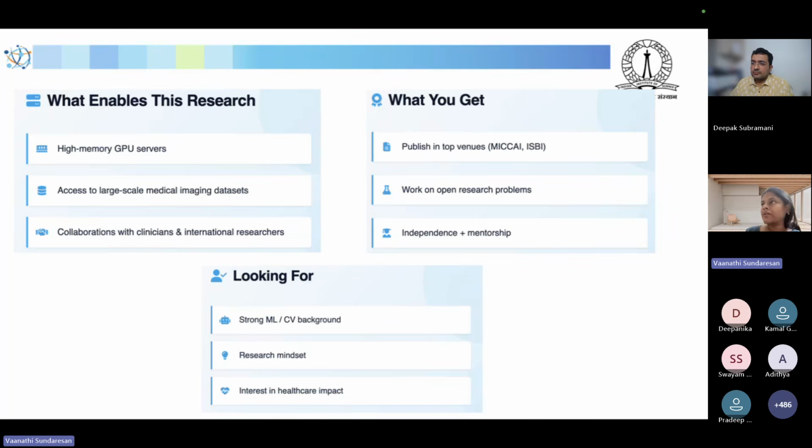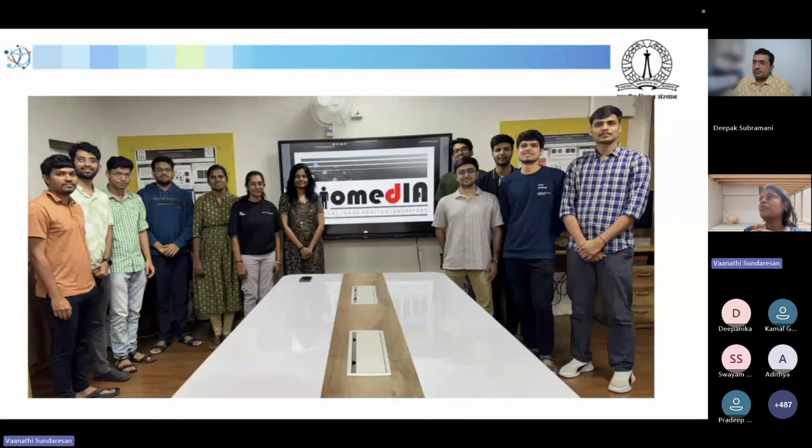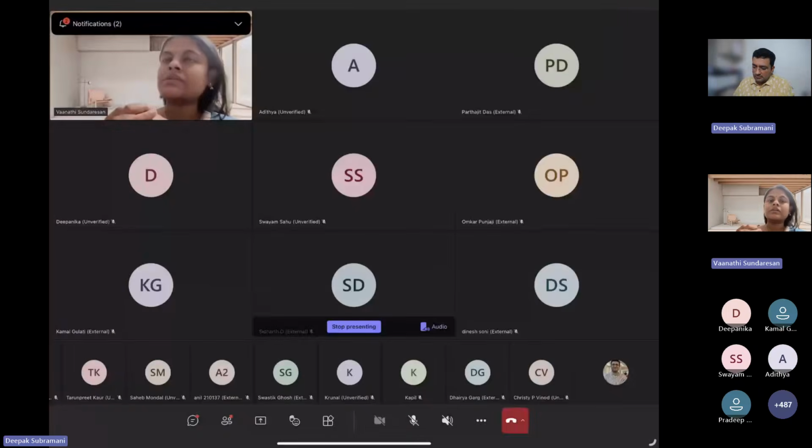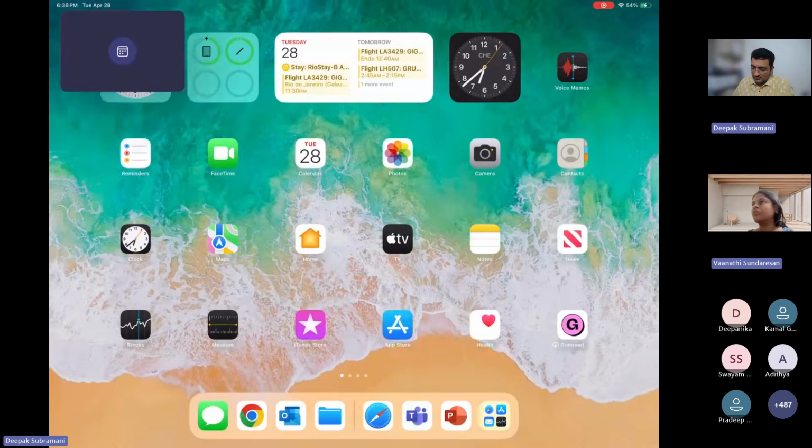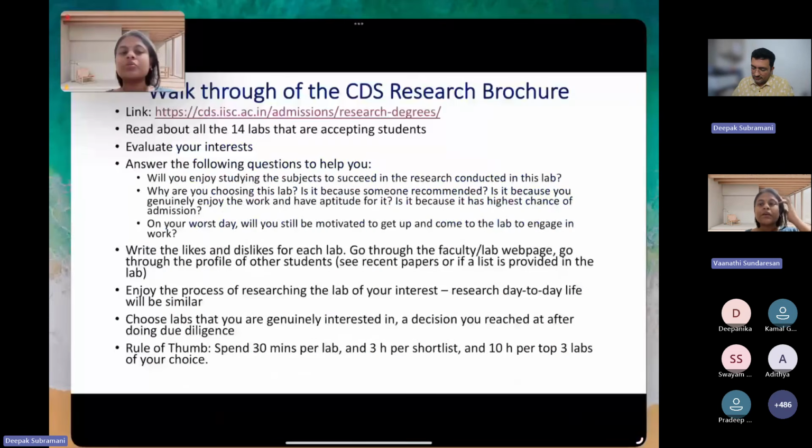Interest in healthcare impact. I completely agree with Professor Deepak here. You should not compromise anything on your interest in a particular subject. Only choose the project or the particular lab if you are interested in it. If you are interested in healthcare, definitely choose our lab. And yeah, looking forward to meeting most of you during the interview process. All the best, and do your best while selecting the labs. Thank you very much.